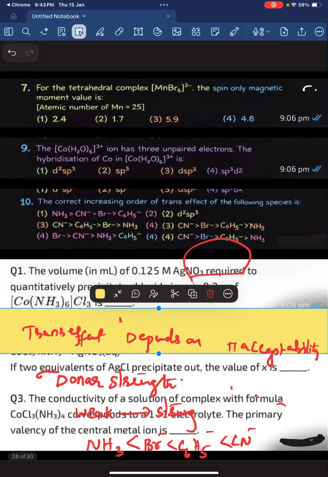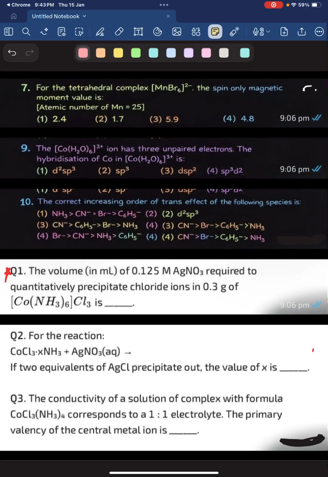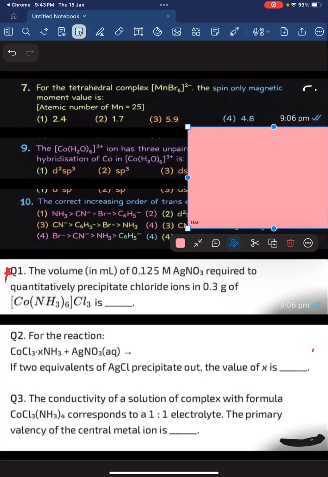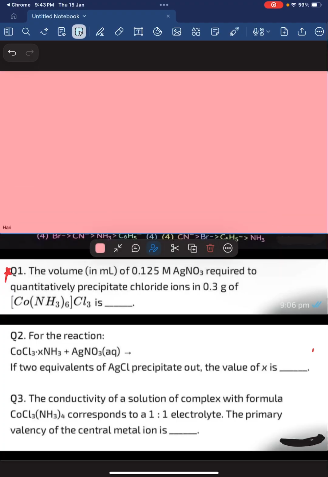So coming to the next one, the volume of AgNO3. This is a very important model. This is a JEE exam question. You can see how to solve the question.